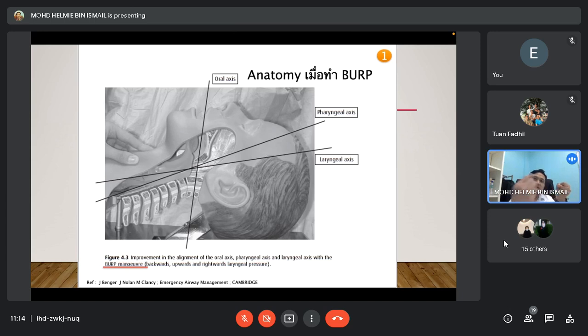Once you get that, you ask the second rescue operator to hold for you. That's a bimanual. The bimanual maneuver is better than using a tool. Meaning, the intubation operator is one person and then another person does the Burke maneuver. Alright.